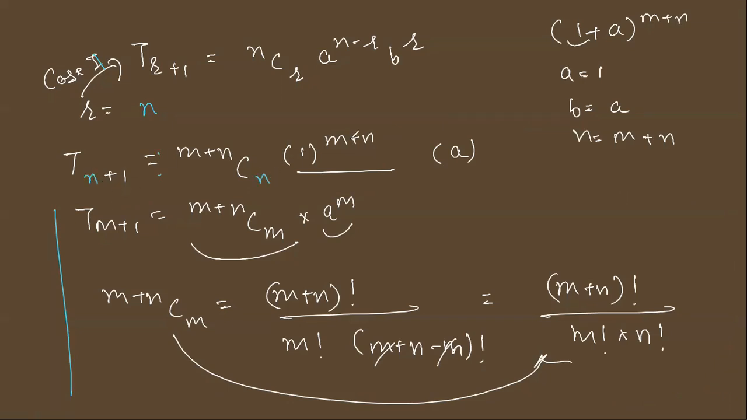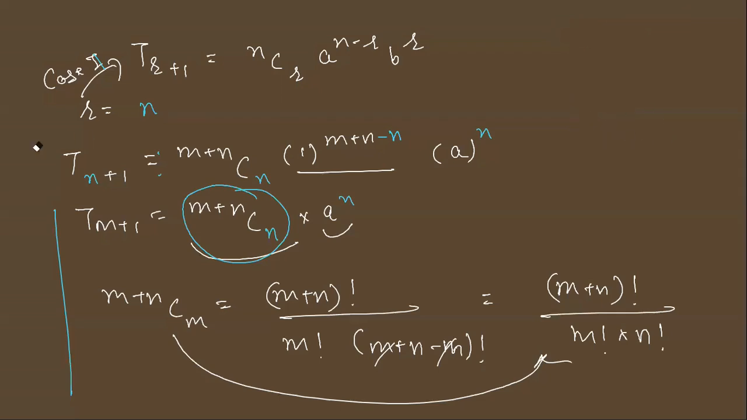So the case 2 will be when r is equal to n. So (m+n)Cn, with 1 raised to the power m plus n minus n, and a raised to the power n. So the power here is a raised to the power n, and the coefficient of a raised to the power n is this one. So let's solve it and see what the result is.